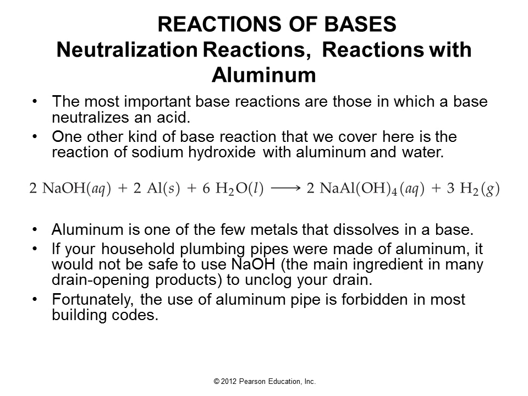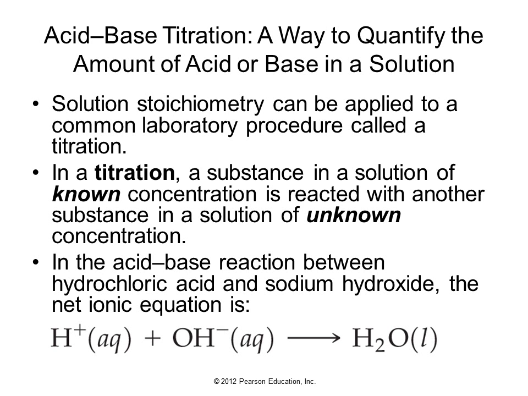and so if your household plumbing pipes are made of aluminum, it wouldn't be safe to use sodium hydroxide, the main ingredient of products used to unclog your drains. Fortunately, use of aluminum pipe is forbidden by most building codes. Let's talk about an acid-base titration. This is a way to quantify the amount of acid or base in a solution.